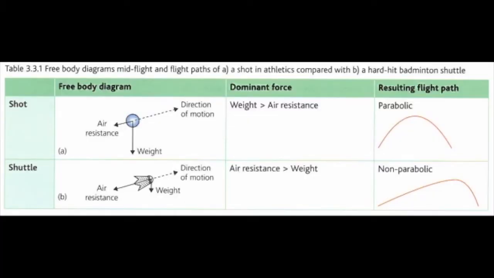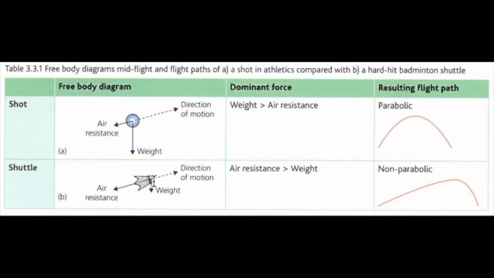Right, so here we can see the shot and the shuttlecock. So if you imagine the tennis ball or the cricket ball that I threw in the shuttlecock, it will be the same thing. We can see here the weight arrow comes down, the air resistance arrow goes back, and the direction of motion is shown that way. We can see that the weight arrow is bigger than the air resistance, okay, and that means that weight is the dominant force, resulting in the parabolic flight path.